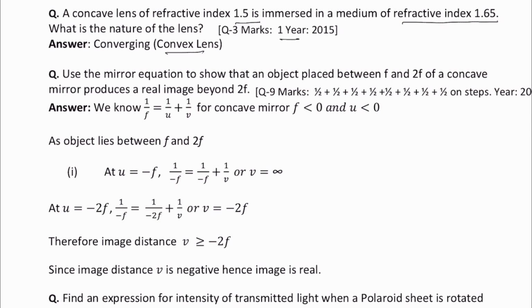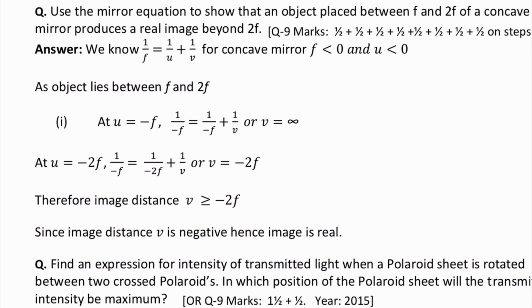So if you immerse a concave lens in a medium where the refractive index is more than that of the lens, this concave lens has refractive index 1.5 and the medium has refractive index 1.65, more than this. Then this behaves as a convex lens. That's all.